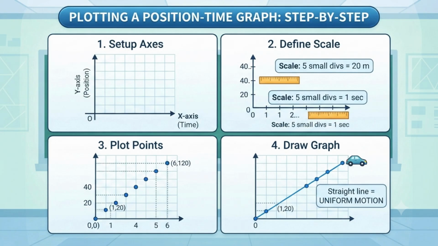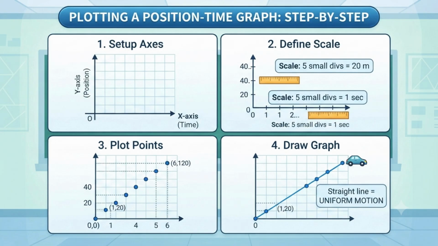Similarly, plot the remaining points: (2, 40), (3, 60), (4, 80), (5, 100), (6, 120). Finally, join all the plotted points. You'll notice that they form a straight line. This straight line is called the position time graph for this motion. Since the graph is a straight line, it tells us that the vehicle is covering equal distances in equal intervals of time. In other words, the vehicle is moving with uniform motion.